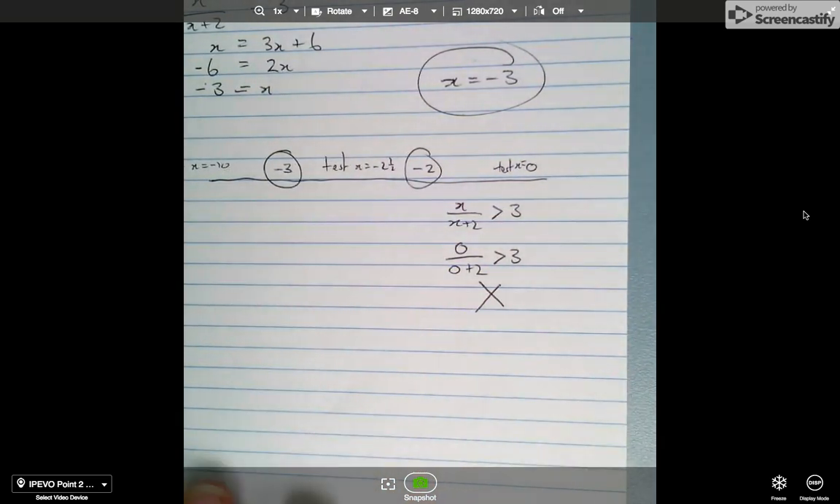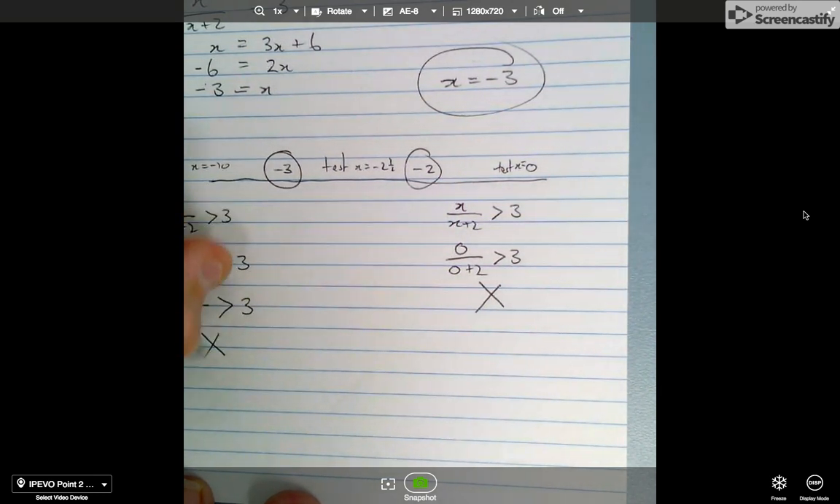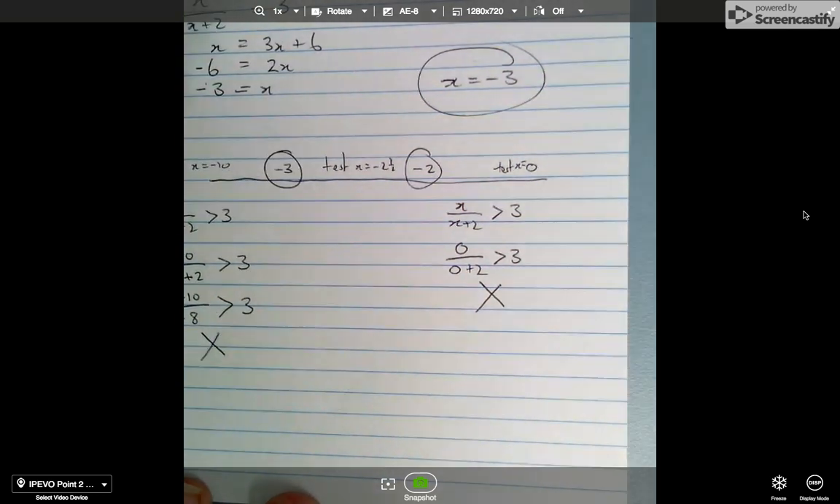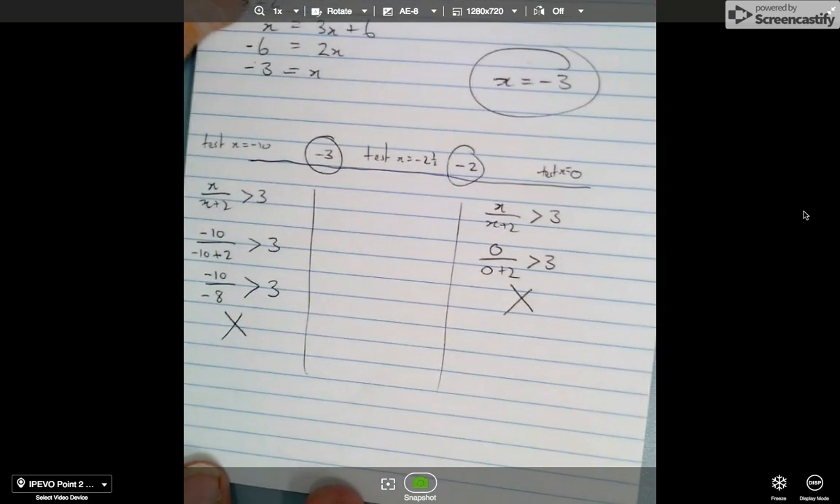When we test x equals minus 10, remember it's x over x plus 2 is greater than 3. So we're going to get minus 10 over minus 10 plus 2. Is that greater than 3? So we get minus 10 over minus 8. Is that greater than 3? That's a no. In the middle here, I would expect a yes, but we better test it because we have to.